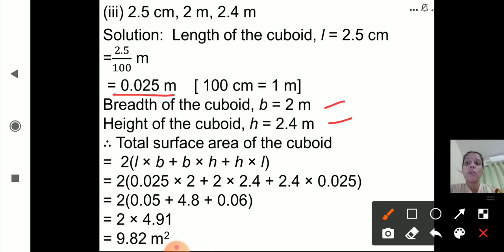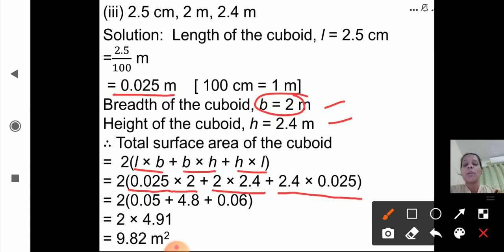Okay, that we will write down as it is. Now we will use the formula total surface area of the cuboid. So what is the formula to find out total surface area? Total surface area of the cuboid is equal to 2 outside the bracket, inside the bracket, L into B plus B into H plus H into L. Now put the values. L is what? Don't write 2.5. We have converted it into meter. So 0.025. So 0.025 multiplied by 2, 2 is breadth. Now B into H. Breadth is 2 and height is 2.4. So 2 into 2.4 plus H into L, 2.4 and L is 0.025.